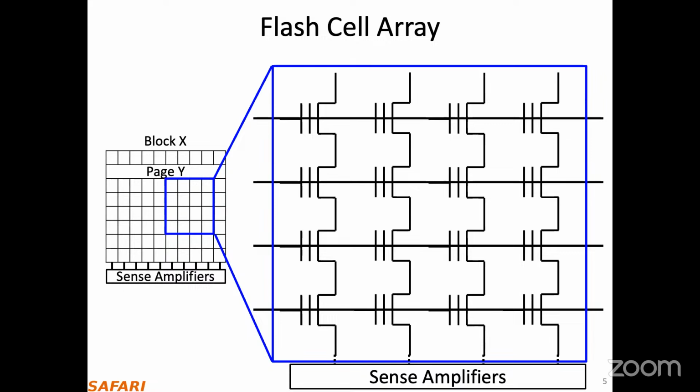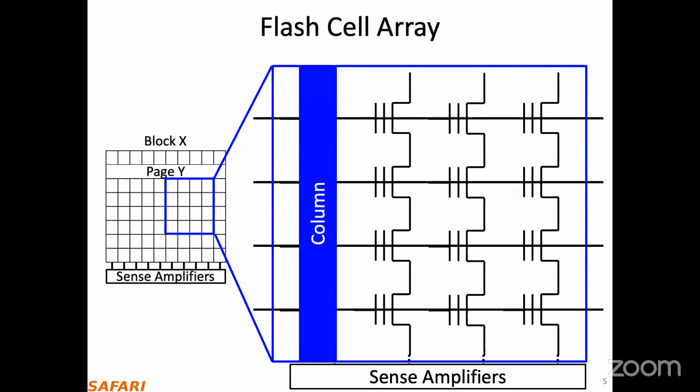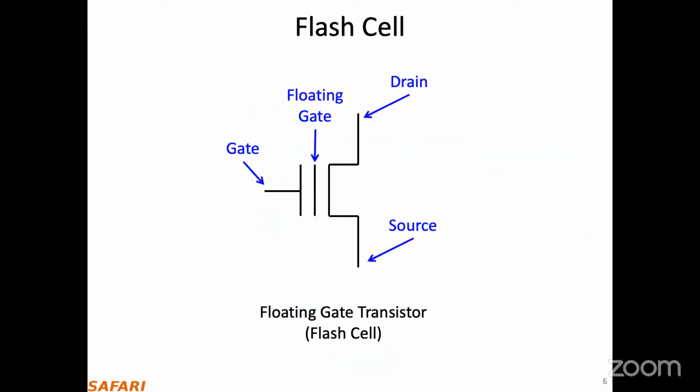in DRAM, we have capacitors in which we store the charge, and then the capacitor is connected to the bit line with a transistor. But here, the transistors, which are flash cells, are connected to the bit line directly. So as I said, this is a row, and we also have a column, to give you some analogy with a DRAM array.